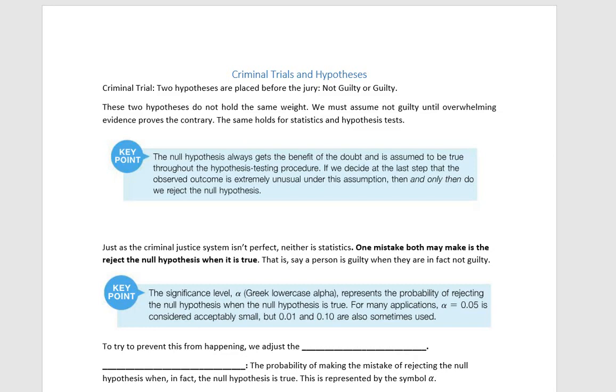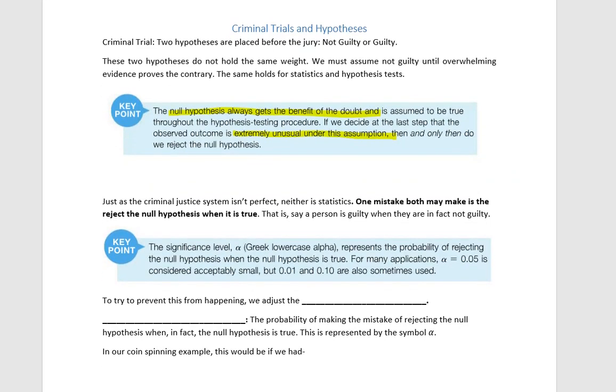So the same is going to hold for statistics and a hypothesis test. So, here's the deal: the null hypothesis always gets the benefit of the doubt. That is, it's not until the very last step that we say that the null hypothesis is probably not true, until we get extremely unusual evidence to reject it. Now, just like the criminal justice system isn't perfect, neither is statistics, we might make a mistake, right? So one mistake you can make in the criminal justice system is that you could say, hey, this person's guilty when they're actually not guilty, or a person is not guilty when they are guilty.